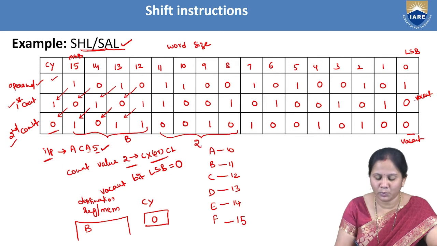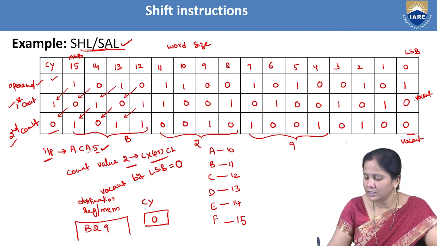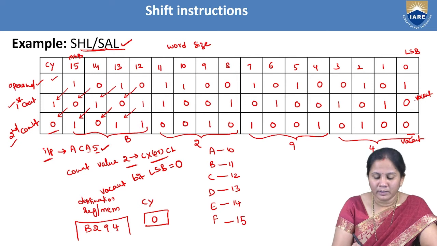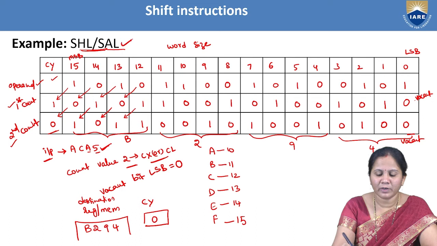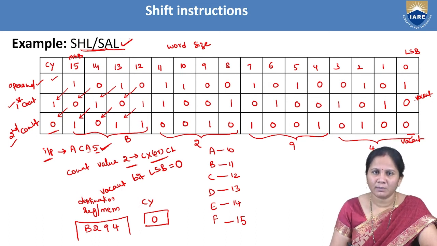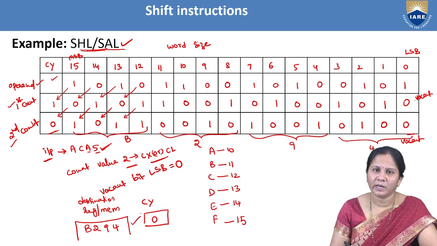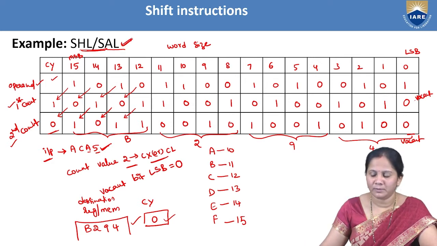Okay. So here B. Next, 0, 0, 1, 0. The value is 2. And here 1, 0, 0, 1. The value is 9. And next 0, 1, 0, 0. The value is 4. Okay. So the input you have taken is ACA5. After executing this shift left operation 2 times, that means the count value is 2, it has changed to B294, and the carry bit is 0 in this case. So in this way you have to perform this shift left operation.